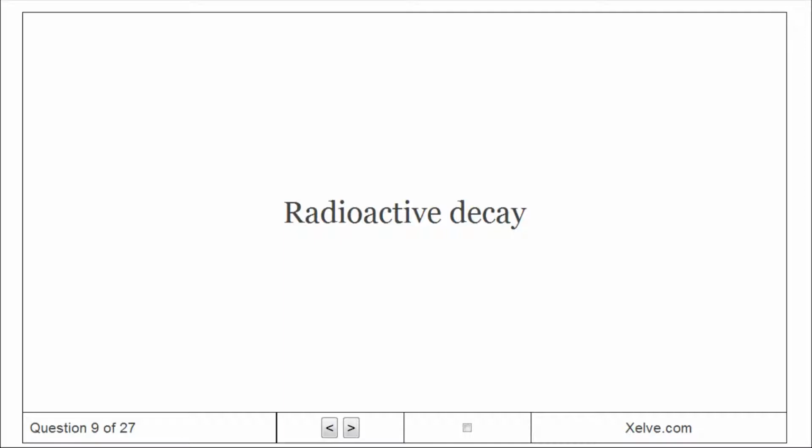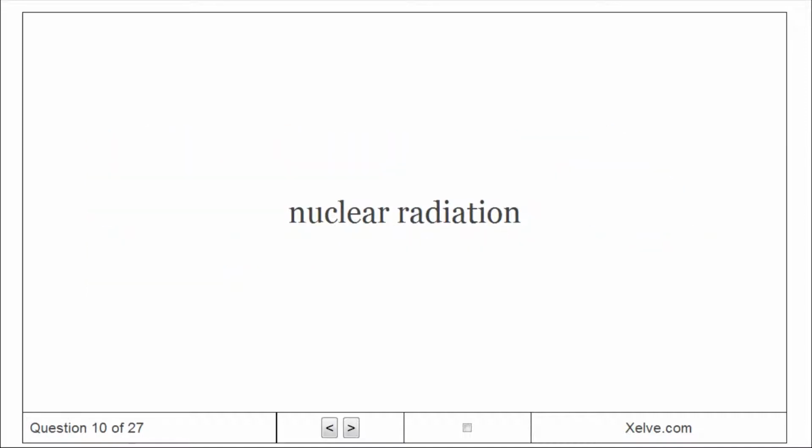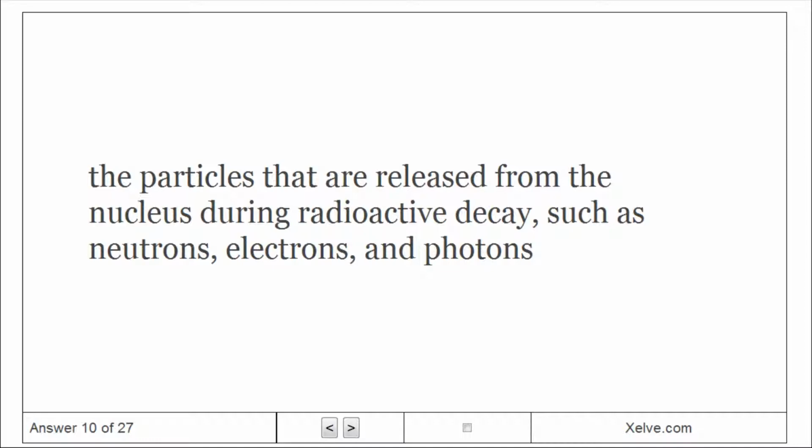Radioactive decay. The disintegration of an unstable atomic nucleus into one or more different nuclides, accompanied by the emission of radiation, the nuclear capture or ejection of electrons, or fission. Nuclear radiation. The particles that are released from the nucleus during radioactive decay, such as neutrons, electrons, and photons.